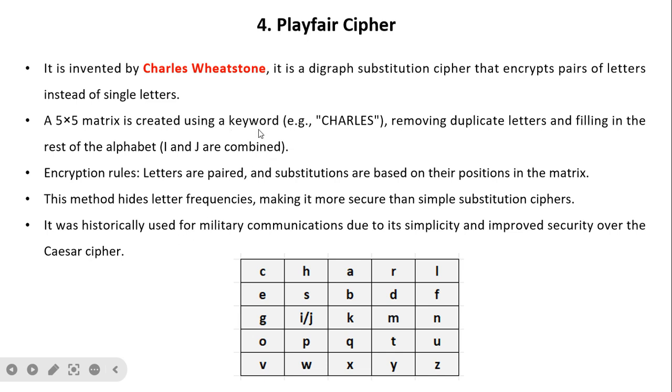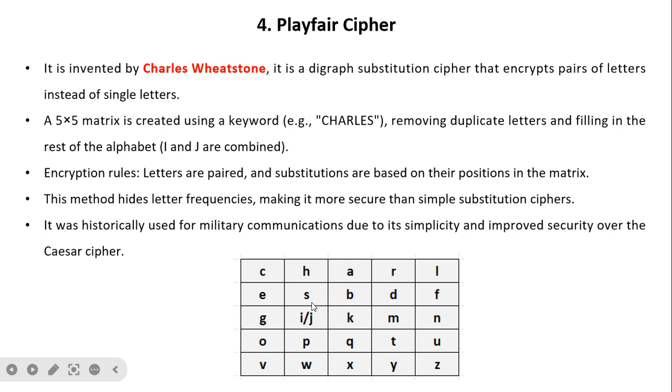Now here a 5 by 5 matrix is used. In a 5 by 5 matrix the total locations are 25 and we have a total of 26 characters in our alphabet. Therefore we can use either I or J. Now here we are using the keyword Charles. As in Charles there are no repeated letters, but if present we can remove the repeated ones. Now here we first will fill CHARLES.